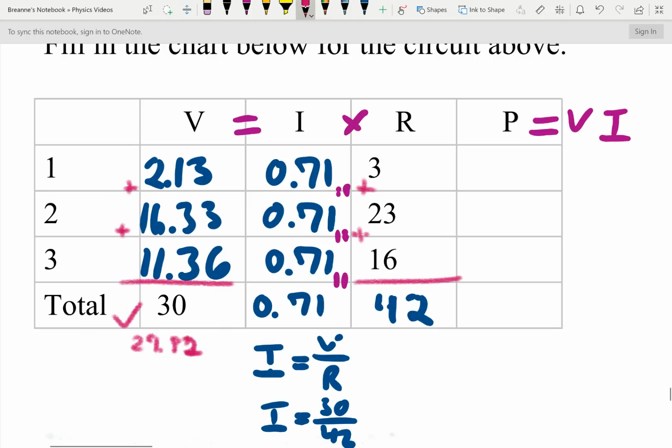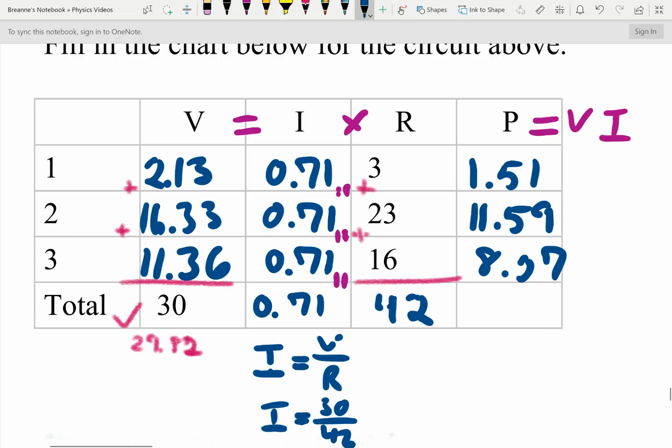That has been checked. So now for our power, it's going to be your voltage times your current. So you're going to do 2.13 times 0.71, and you're going to get a 1.51. You're going to do 16.33 times 0.71, and you're going to get an 11.59. You're going to do 11.36 times 0.71, and you're going to get an 8.07. And then you're going to do 30 times 0.71, and you're going to get a 21.3.